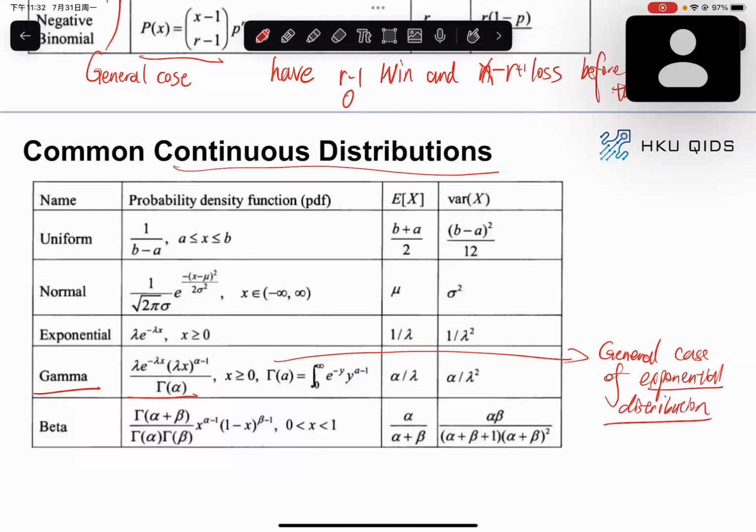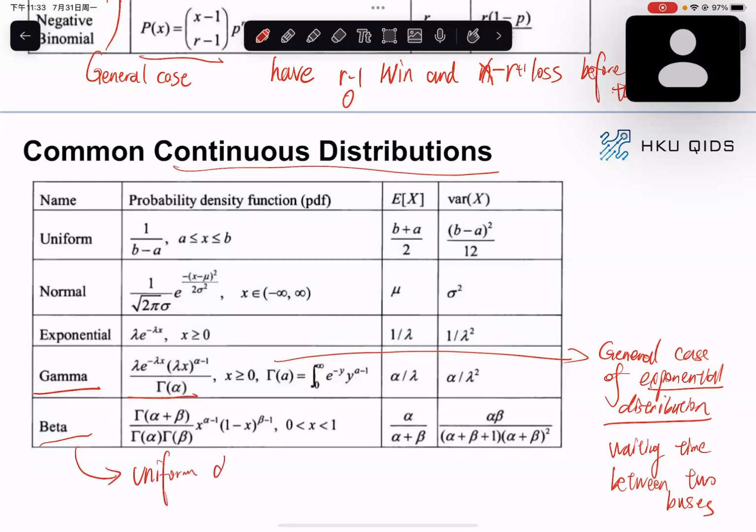An exponential distribution is trying to describe the time we should wait between two occurrences of an event. For example, the waiting time between two buses. Okay. And for beta, how about beta? Again, since it is named after beta, it must be something generalized. So beta can be reduced to uniform distribution. Okay, it's basically the general.